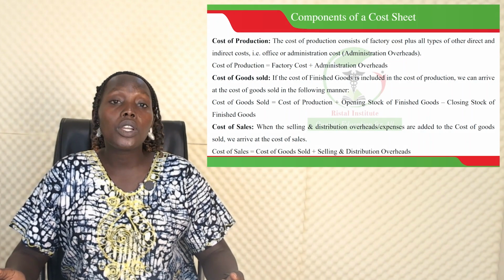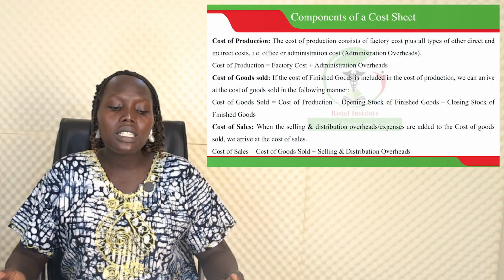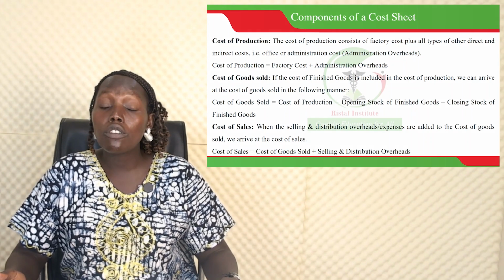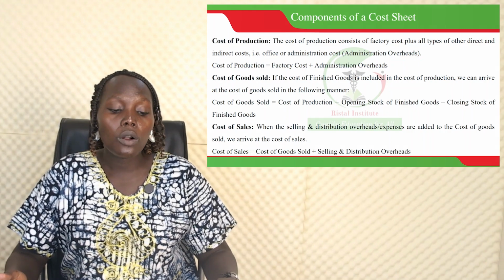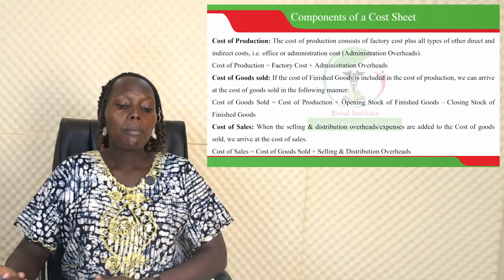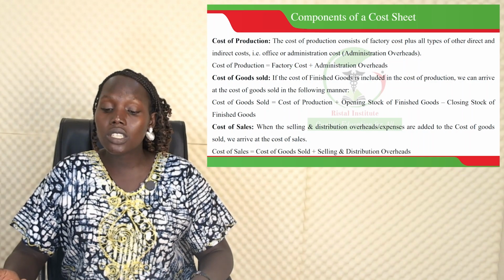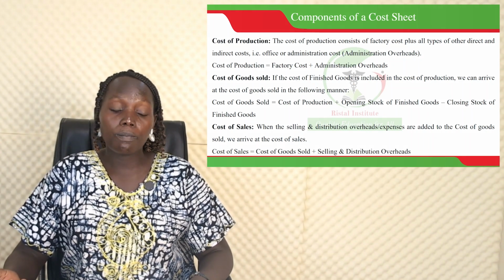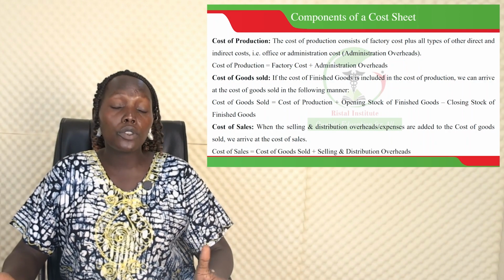And then we have what we call cost of goods sold. If the cost of finished goods is included in the cost of production, then we can arrive at the cost of goods sold in the following manner. We calculate the cost of goods sold by getting the cost of production plus the opening stock of finished goods minus the closing stock of finished goods.